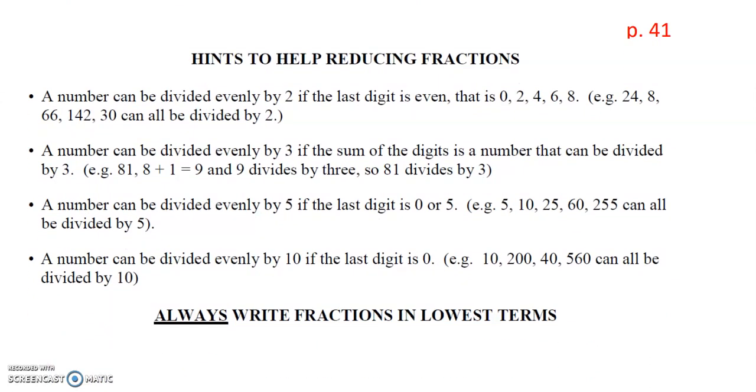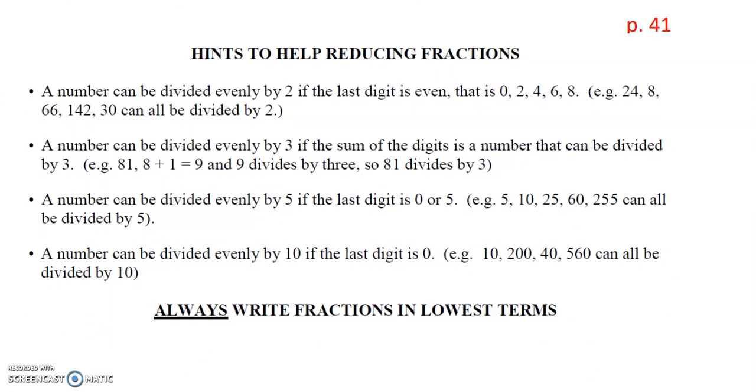There's some really helpful hints on page 41 for reducing fractions. If a number is even, you can divide by 2. So if the number ends in a 0, 2, 4, 6, or 8, that's an even number, you can divide by 2. So if you're at a loss and you don't know, but you have 2 even numbers, you can start with dividing them by 2. Remember, it doesn't matter how many times you divide, as long as you get down to lowest terms.